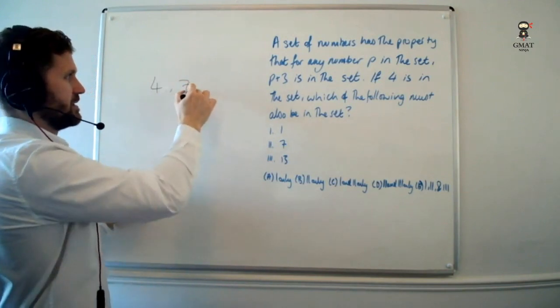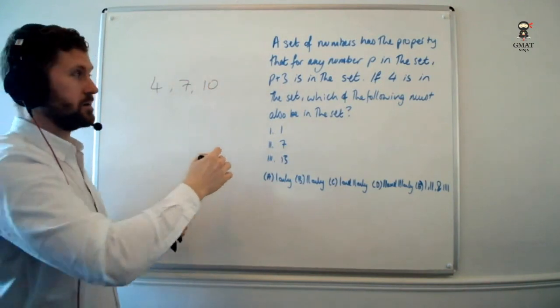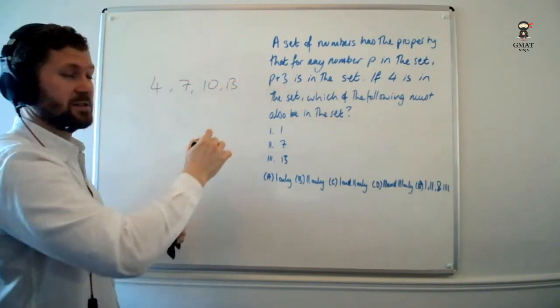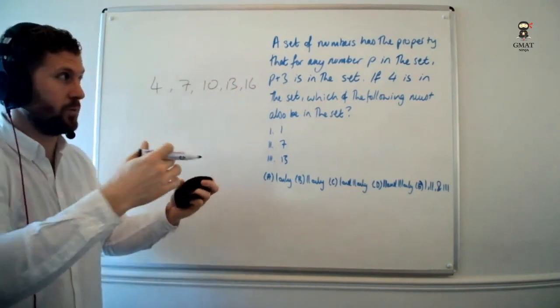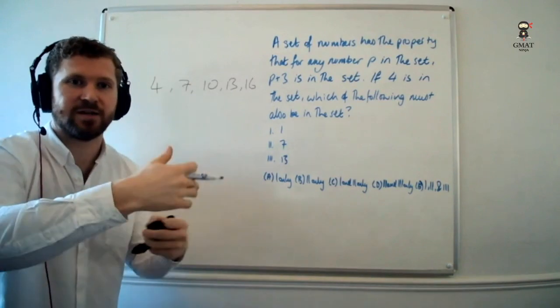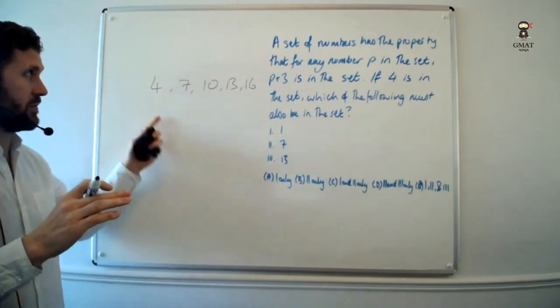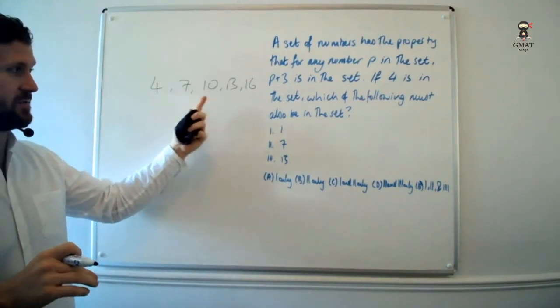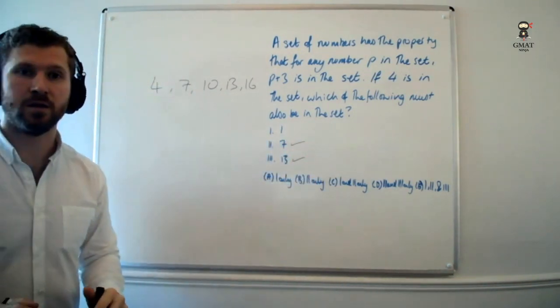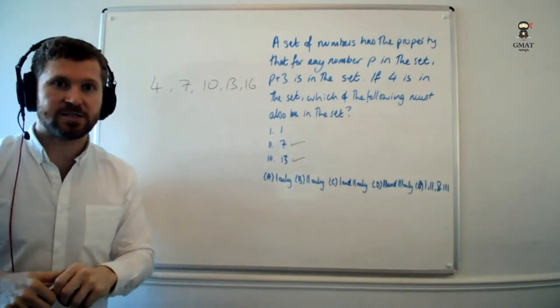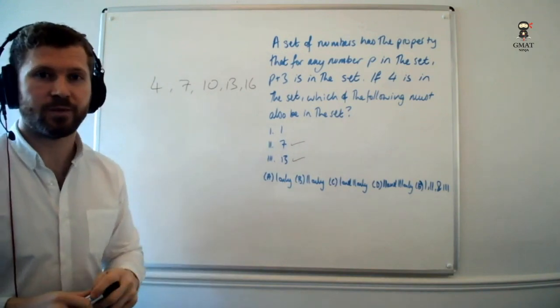The next number, well, 10 will be in the set. And if 10's in the set, then 13's in the set. And if 13's in the set, then 16's in the set. And we could keep going, 19, 22, 25, and so on. Well, from this, we can very quickly see, 7's in, 13's in, so 2 and 3 are there. But we can't say whether 1 is in or not.